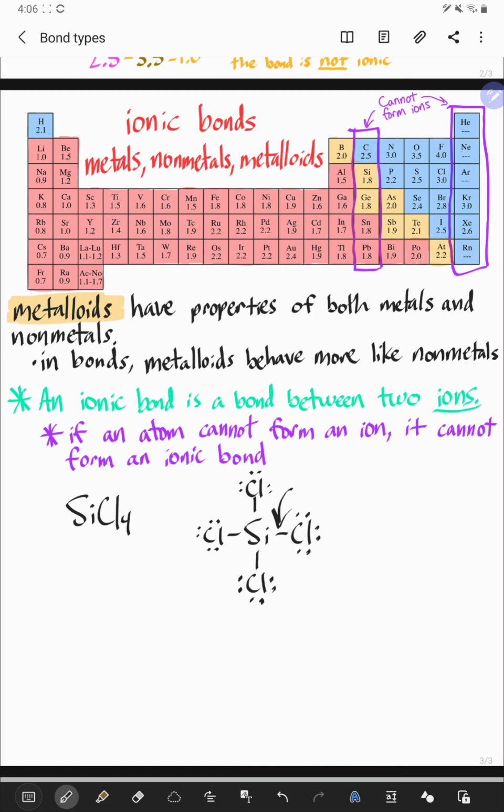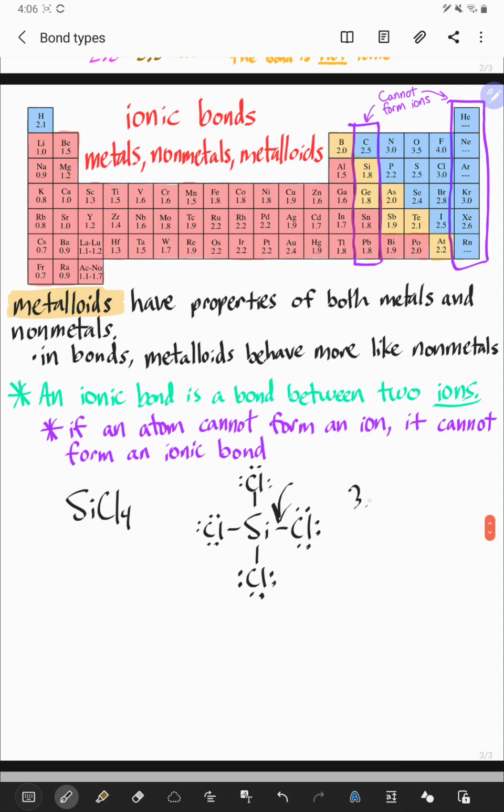We could do a couple different things. Let's say we look at the electronegativity. That's what we did in the last video. Chlorine has a value of 3.0, and silicon has a value of 1.8. We could subtract 3.0 minus 1.8, and we would get 1.2. That would tell us right there that it's not an ionic bond, because 1.2 is less than 1.8.